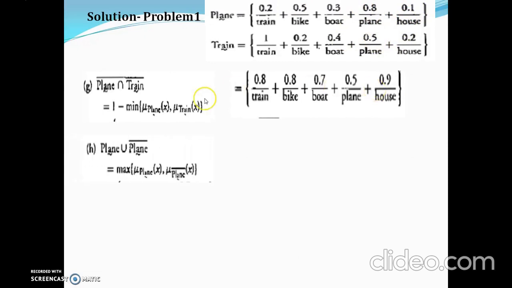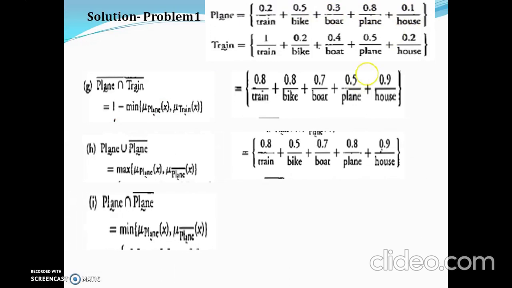So next one, go for plane union plane complement. Plane value is 0.2, the complement value will be 0.8, so the value will be 0.8 because we prefer the maximum value. Here also 0.5. Here the maximum values are 0.7, 0.8 and 0.9.